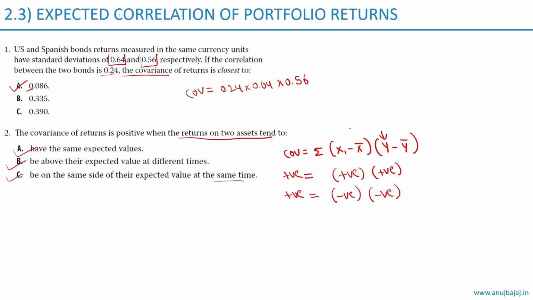So if both the variables are above their sample means at the same time, then we will have a positive covariance, and if both the variables are below their sample means at the same time, then also we will have a positive covariance. So the covariance of return is positive when the returns on two assets tend to be on the same side, that is either above their expected value or below their expected value. When this happens, the covariance of return is positive.